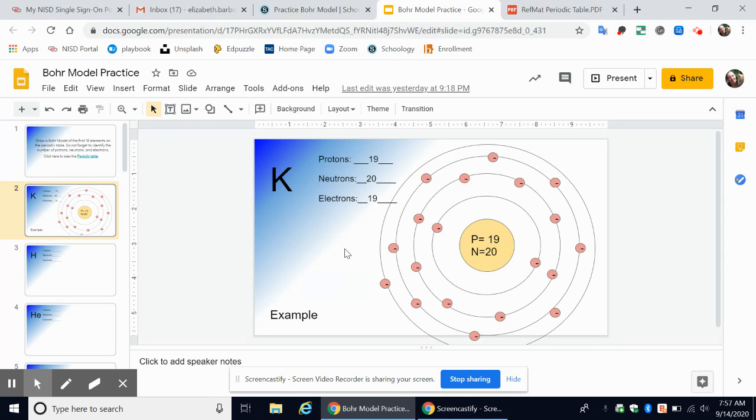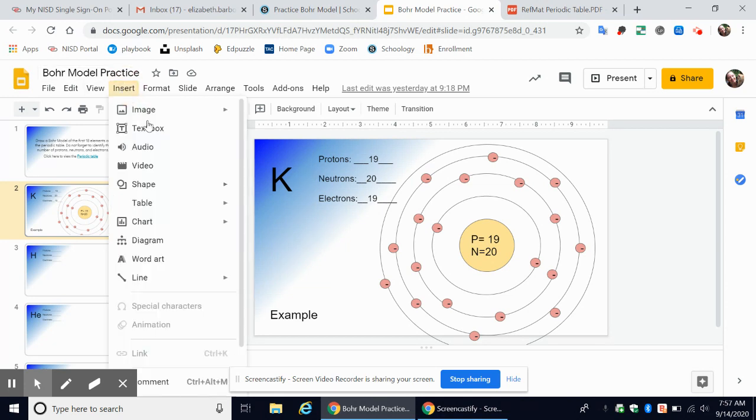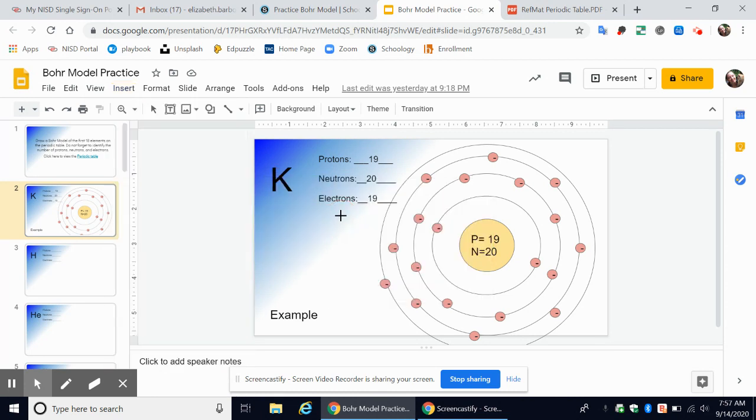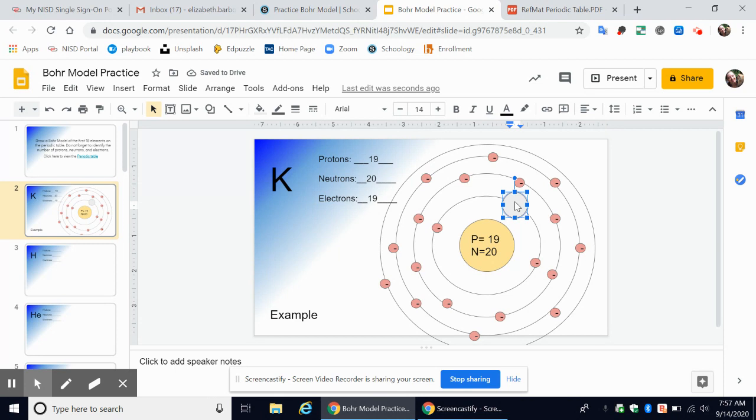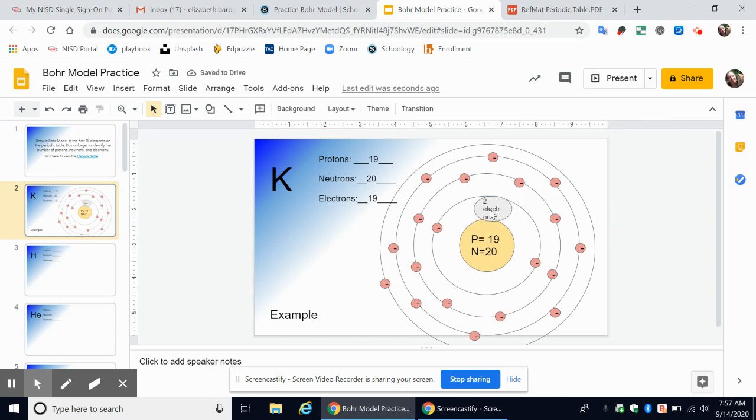Now, if you look at this, remember, on our energy levels, the first energy level that we're going to have, I'm going to go ahead and insert a shape here. There we go. I'm going to insert this shape here, and I'm going to put right in here 2 electrons. Okay, and there's a reason why. You only need 2 electrons within this first level. Do not put more than 2 electrons in this first level.